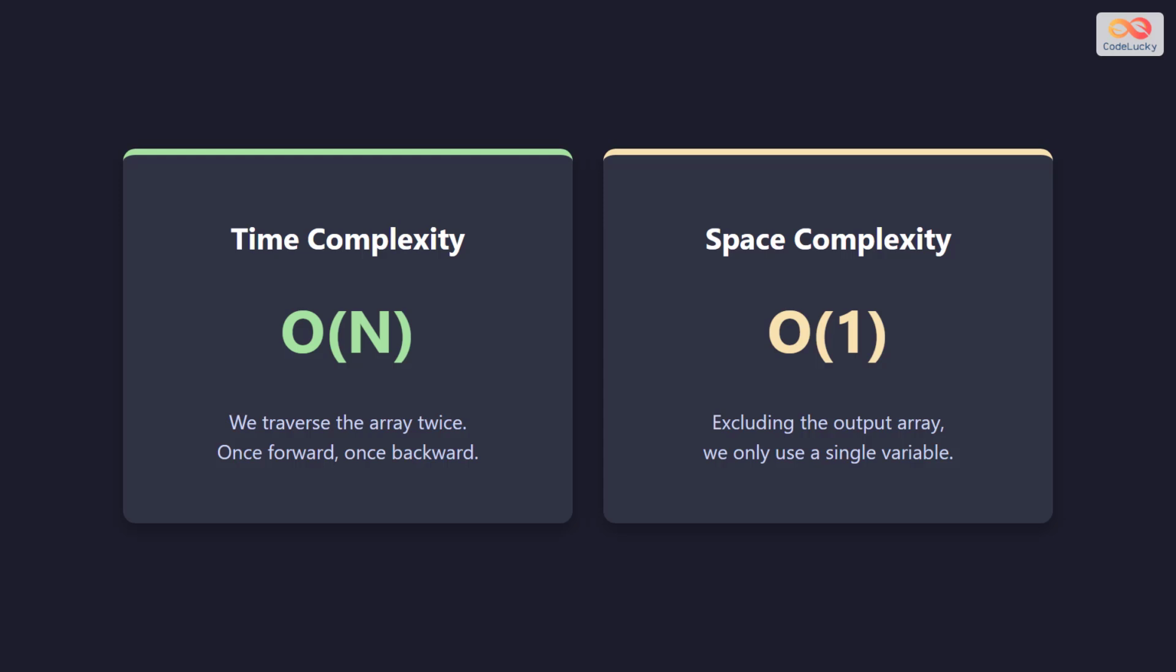To summarize, our final solution has a time complexity of O(n) because we iterate through the array twice. The space complexity is O(1), constant space, because the output array does not count towards extra space complexity in this context. This is the optimal solution.